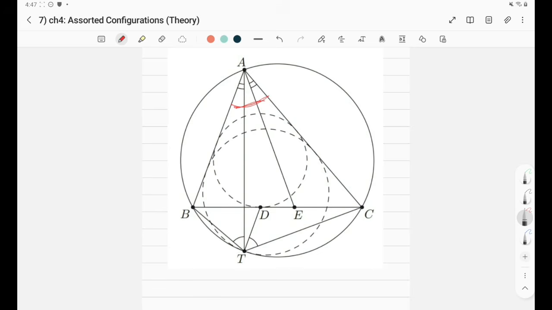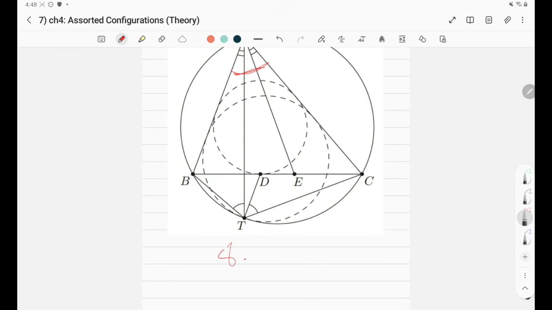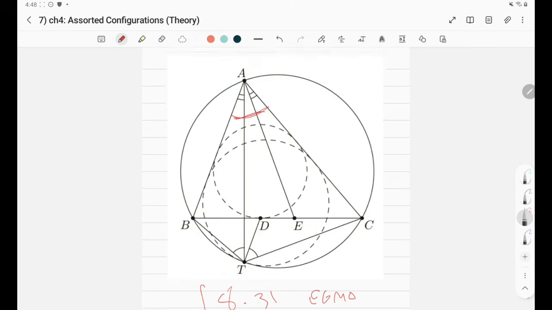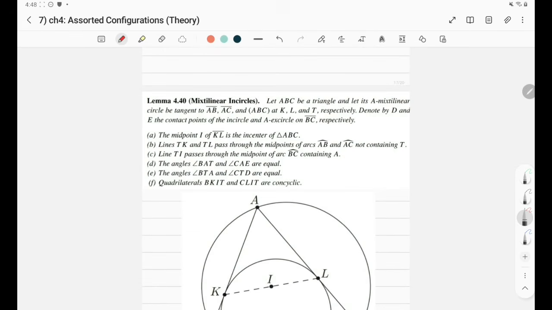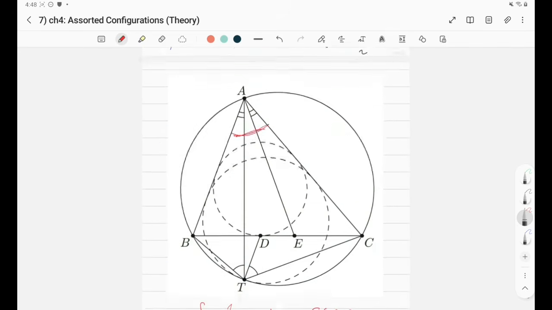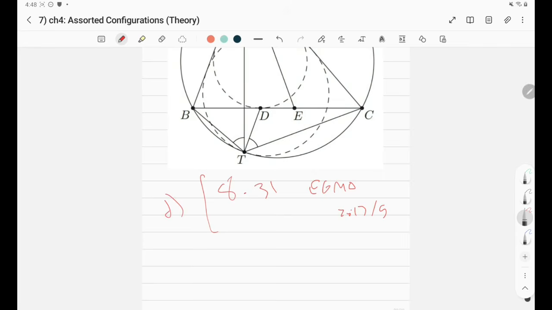And again, if you want, just go to chapter 8, in one of the exercises, it will be one of the problems. Let me check. Yes, it's problem 8.31. It's an EGMO problem, 2013, problem 5. I will leave it here for you. So that will be property D. Yes, property D. So in the inversion, if you are familiar with inversion, just try it out.